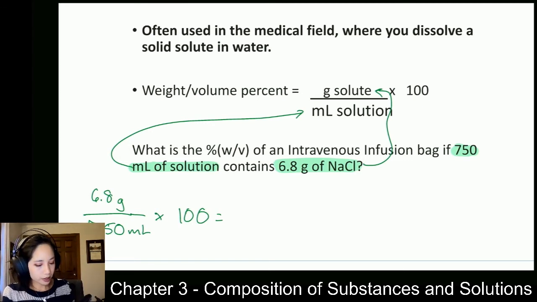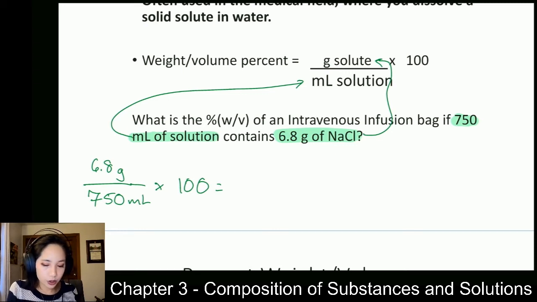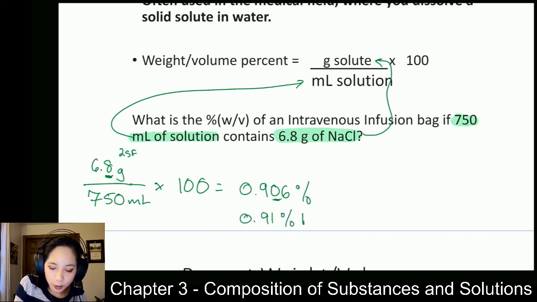So 6.8 divided by 750, that's how many grams of sodium chloride are dissolved per milliliter in one IV bag, times 100 to give us a percent. So this is 0.906%. We want 2 sig figs here. So 0.91% sodium chloride weight volume.